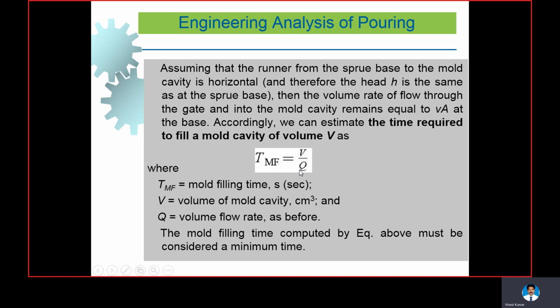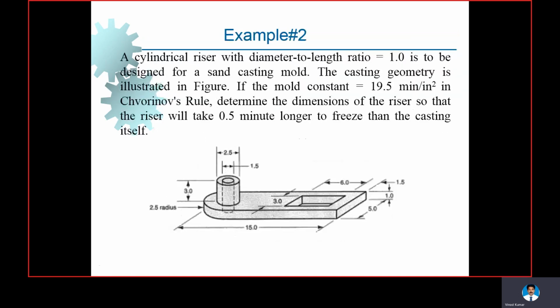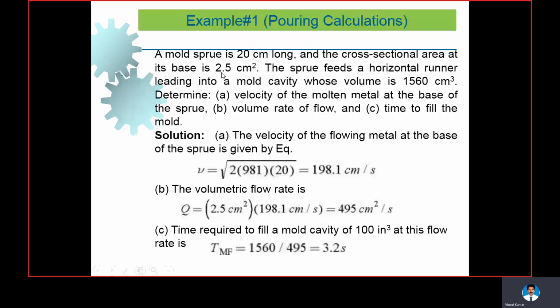Now let us take an example here. We have a sprue 20 centimeter long, area 2.5 centimeter square. The sprue feeds a horizontal runner leading into a mold cavity whose volume is 1560 centimeter cube. So here the mold cavity volume is given, the base area is given as 2.5 centimeter square, and the height is given.